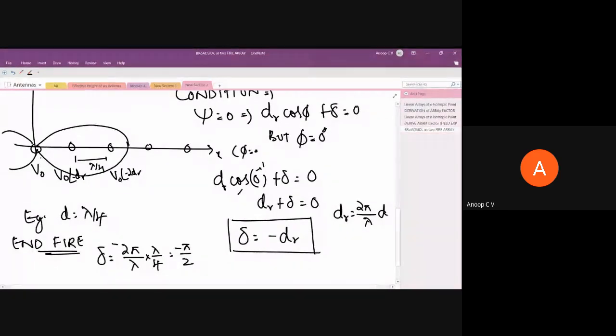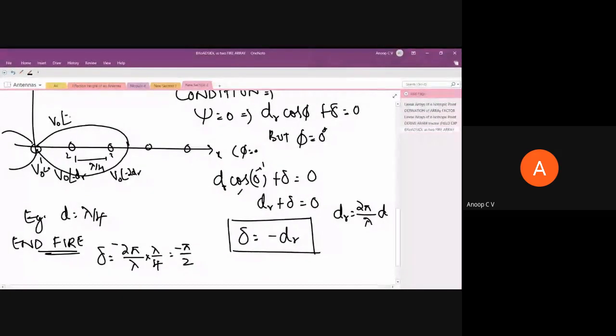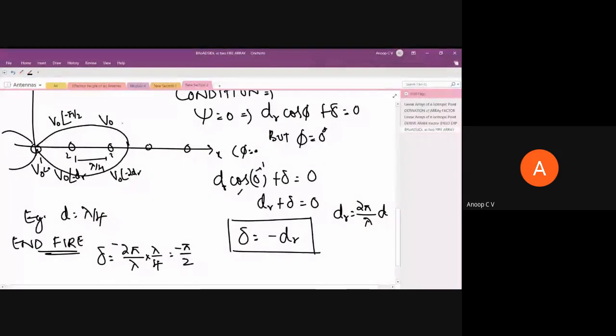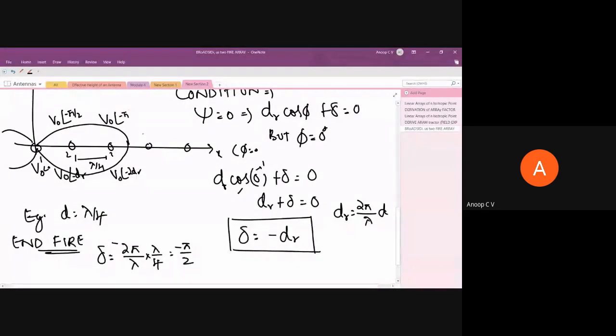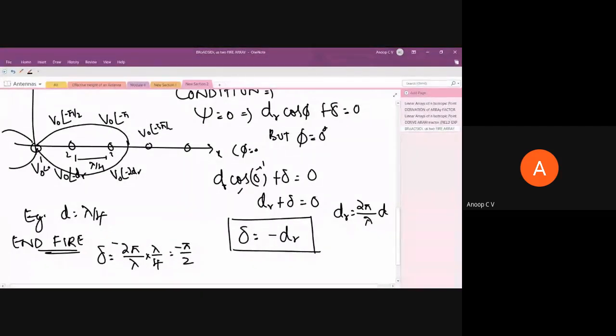So for sources 1, 2, 3: if source 1 is angle 0, source 2 should be V0 angle minus pi by 2. It should be 90 degrees retarded. The next one should be 90 degrees retarded with respect to that, so it is V0 angle minus pi. This should be V0 angle minus 3 pi by 2. That is the meaning. If you excite like that, you will get radiation maxima along phi equal to 0 and phi equal to 180.